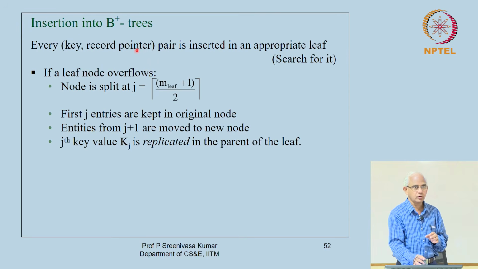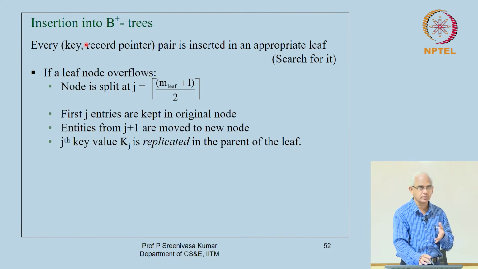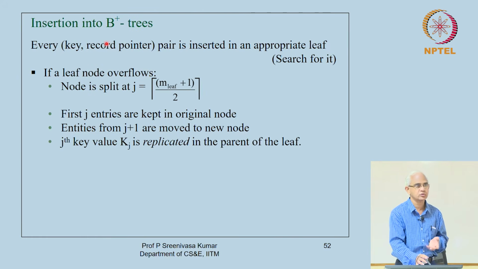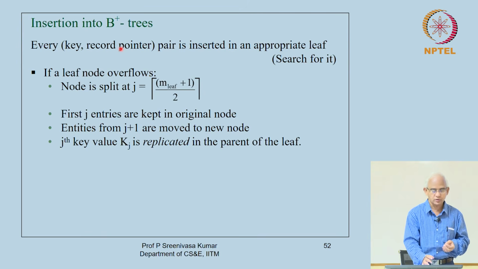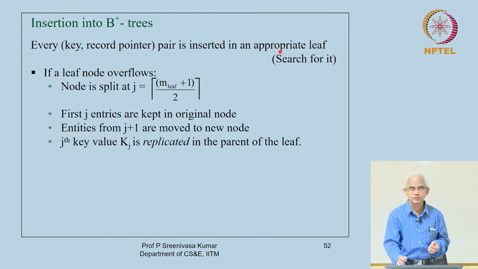Now, obviously, in order to insert this, you have to first search for the appropriate place to insert it. That means you will take this key and go to the appropriate leaf where it is supposed to be present. And we will assume that this particular key is not present right now. If it is present, then there is no question of inserting. So, you go to the appropriate leaf node by using the usual search mechanism and then insert it there.